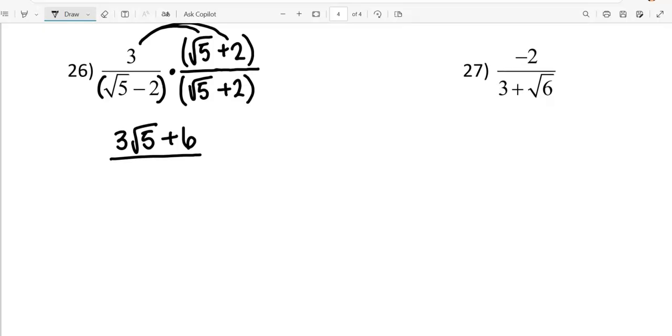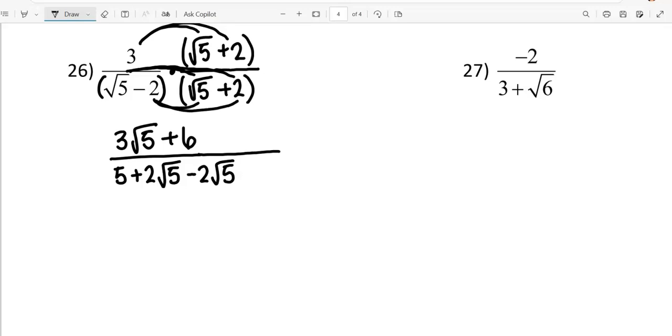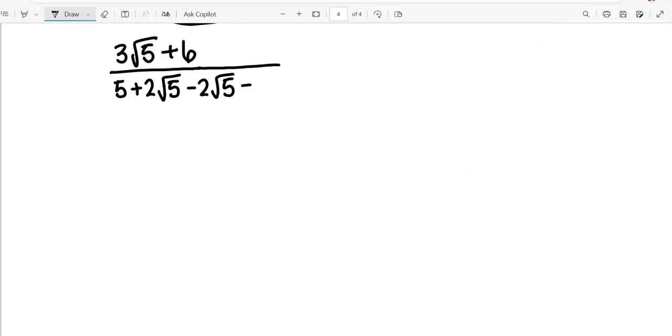In the denominator, you're distributing, but it's going to happen 4 times. So we're going to go square root of 5 times the square root of 5, which is 5. And then the square root of 5 times 2, which is positive 2 root 5. I'm going to have to extend my bar there. Inside would be negative 2 times the square root of 5, which is negative 2 square root of 5. And then last would be negative 2 times 2, which is negative 4.